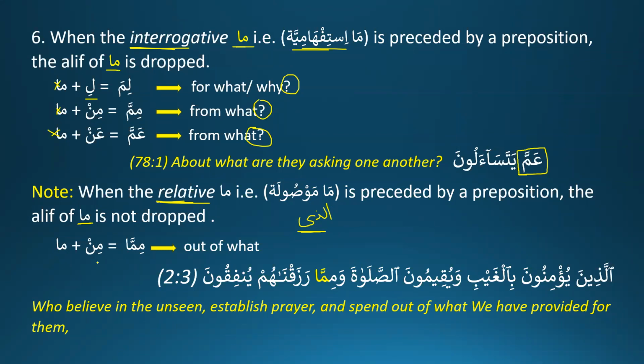That is the difference between these two, but they are used in the same context. Look at the example from the Quran. We have min plus ma, and again after noon sakin, when we have mim, it becomes mushaddad. So we say "mimma". And you see the example from the Quran: "الذين يؤمنون بالغيب ويقيمون الصلاة ومما رزقناهم ينفقون". Now here the alif is not dropped. Why? "And they spend out of what We have provided them." So here it is used as ma al-mawsula and not ma al-istifhamiya. Again, a very, very important point that you need to note down.